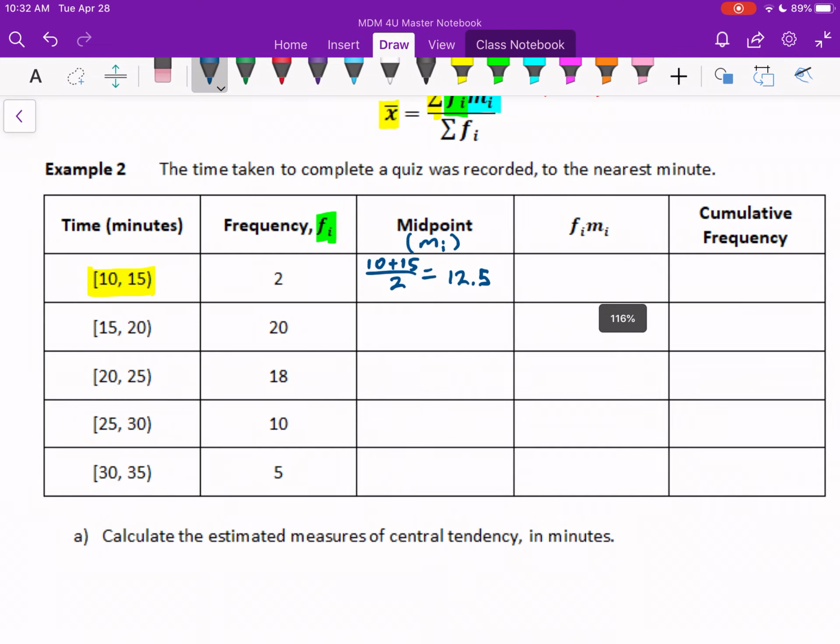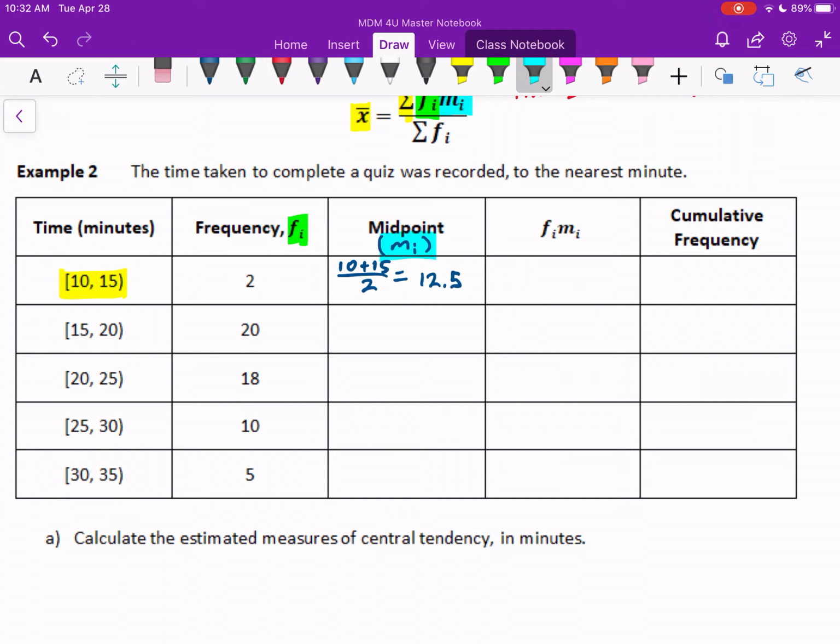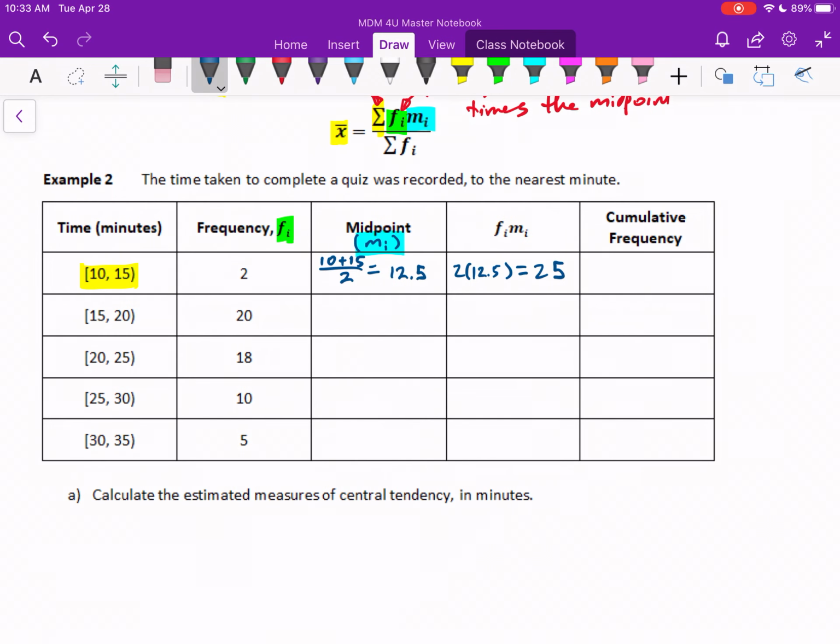And then Fi times Mi means we're just going to multiply the second column and the third column together. So 2 times 12.5 equals 25. And then the cumulative frequency will be helpful for something else, the denominator, so I'll just write that down. We'll get to that in a bit.